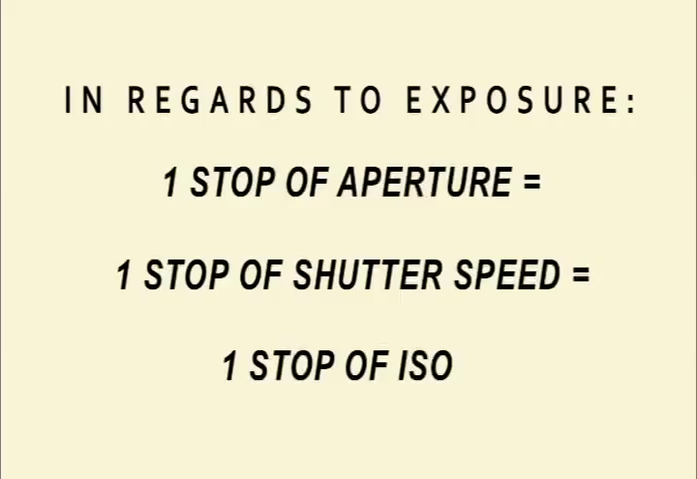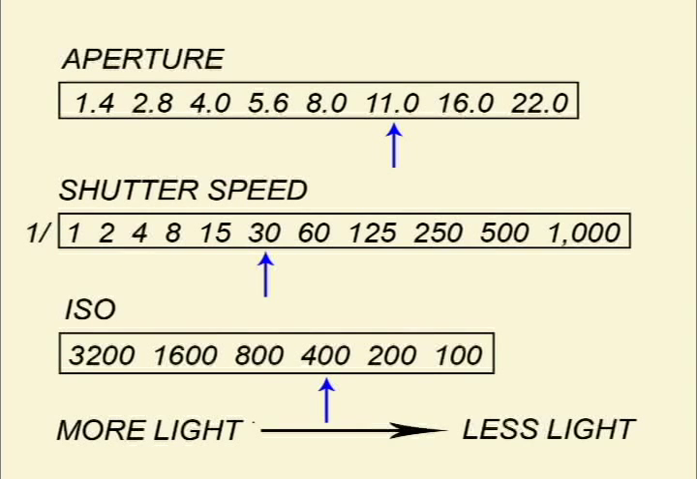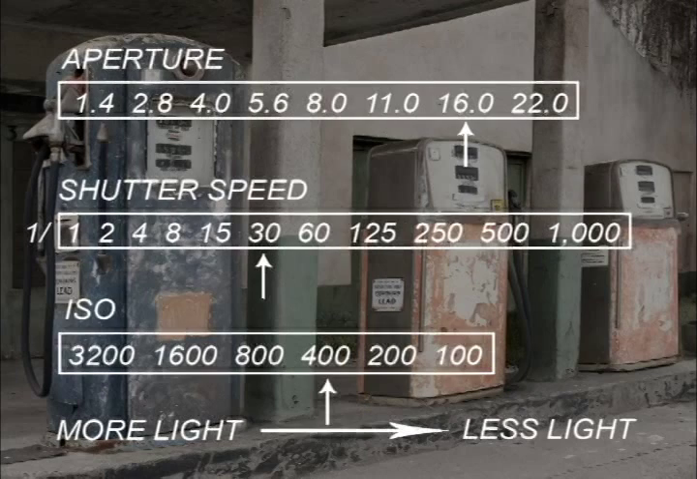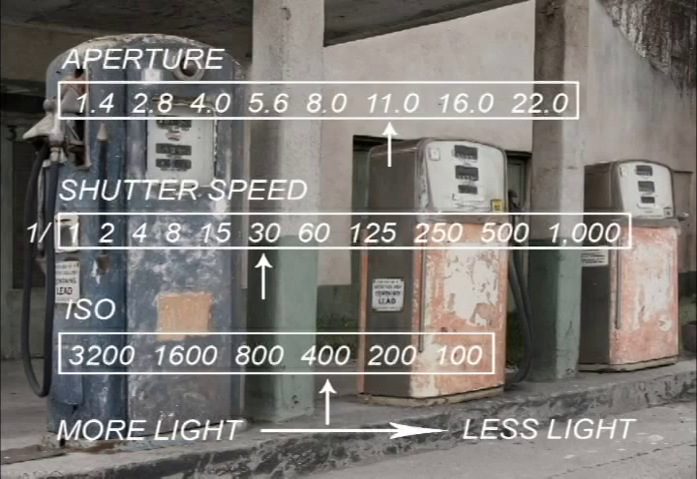One full stop of aperture equals one full stop of shutter speed, which equals one full stop of ISO. Let me show you. Let's say our meter gives us an exposure of an aperture of f11, a shutter speed of 1/30th of a second, and an ISO of 400. If we move the aperture one stop to the next smaller opening, we cut the light in half. Now let's put the aperture back where it was.